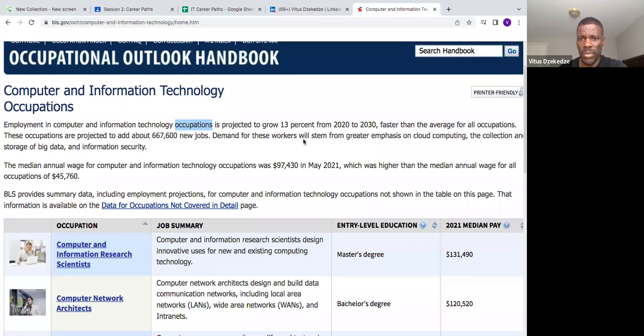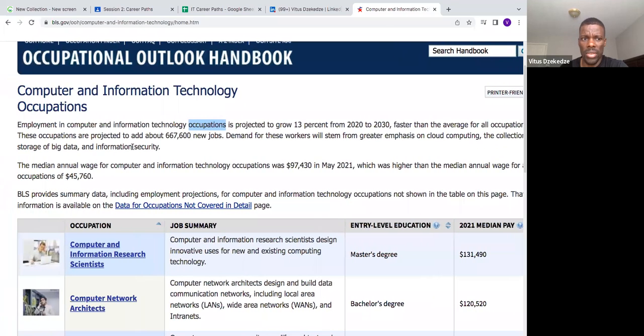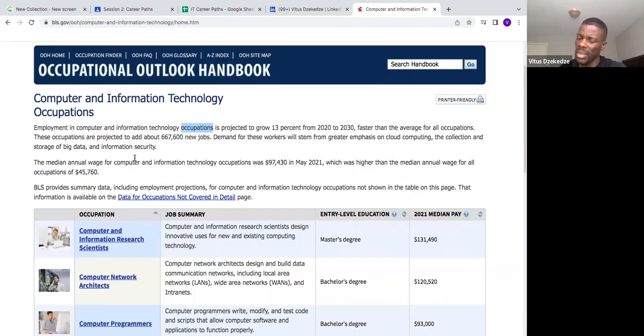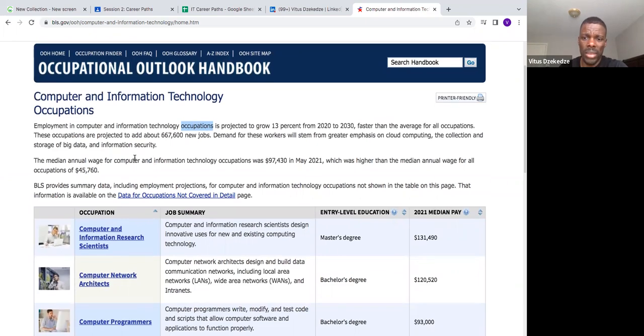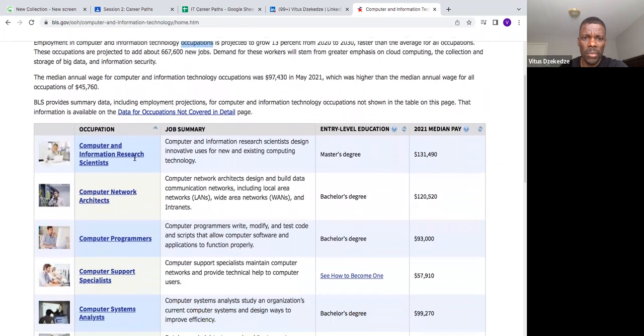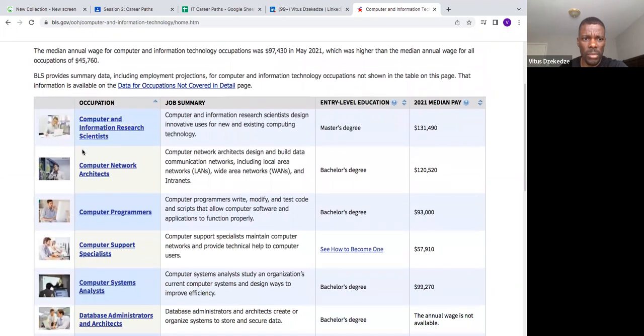And the demand for these workers stems from greater emphasis on cloud computing, collection and storage of big data, and information security. So those three, again, stand out. I don't really concentrate a lot on the amount that you get paid because obviously that varies depending on your experience and the company, the industry, and other factors. So I don't really dwell on that. But the 10 sectors that I want us to talk about are these 10 sectors right here.